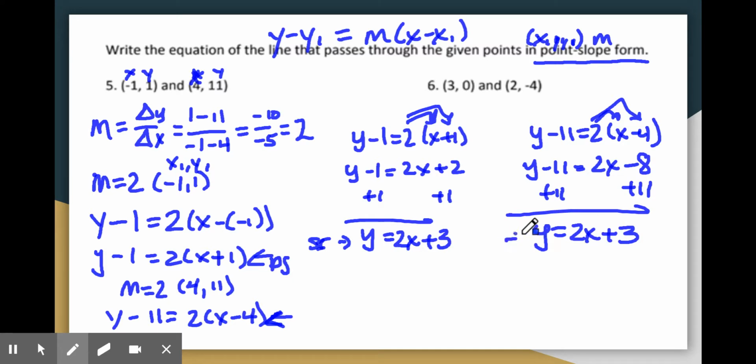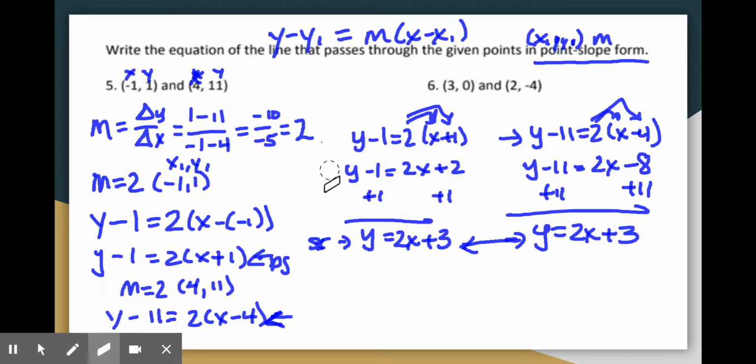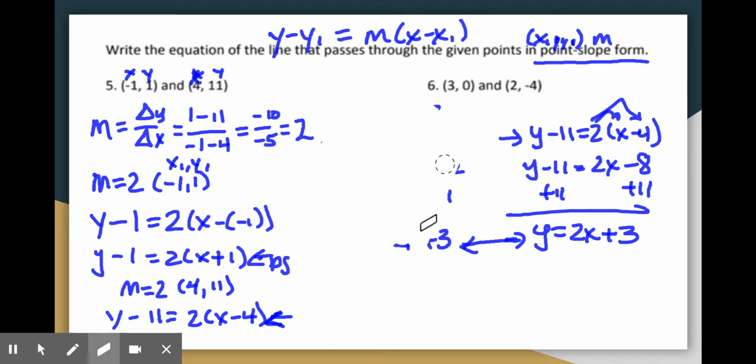Well, look at this. These two line equations are the same. So that means that these two equations that I got up here, they're also the same line. They just look different because you're using a different point. So the answers are the same even though I used two different points. That's important for you to understand.